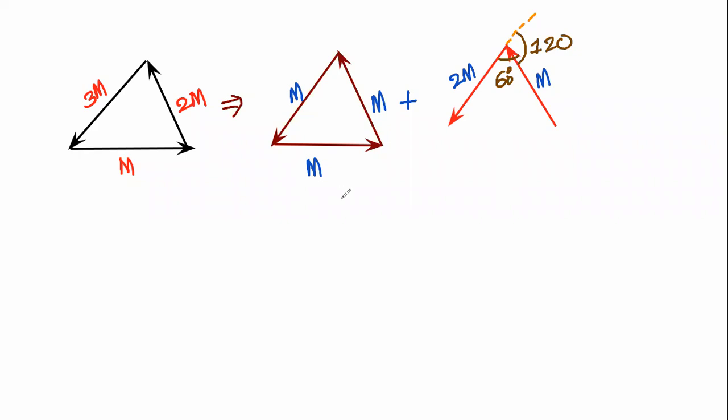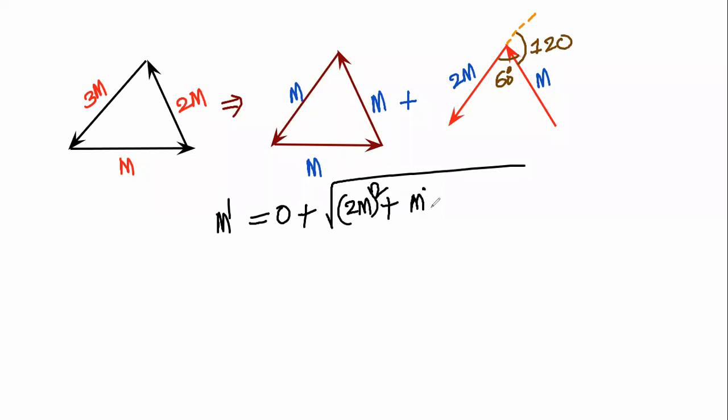Therefore, the resultant magnetic moment M dash is equal to 0 plus, these being inclined at an angle of 120 degrees, M dash squared equals 2M whole squared plus M squared, like A squared plus B squared, plus 2 into 2M into M into cos 120.